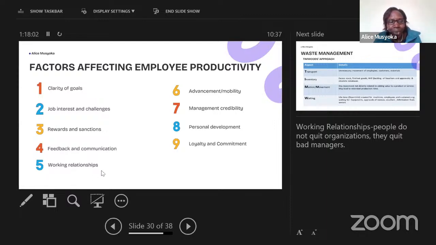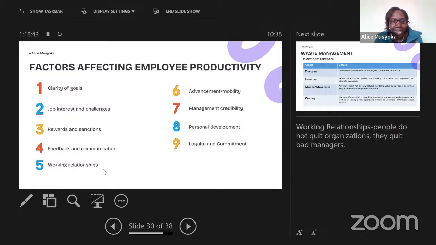Then working relationships. It is said that people don't quit organizations, they quit bad managers. So working relationships are very key. It is always good to foster good working relationships and to confine ourselves to matters that are official, so that we don't begin discussing matters that are outside the official realm. So working relationships are very important.